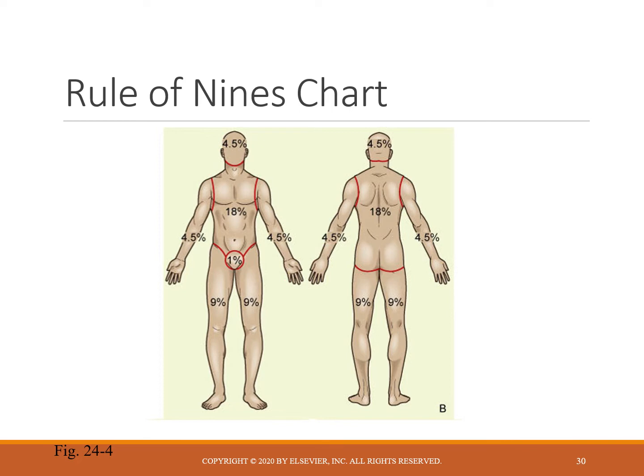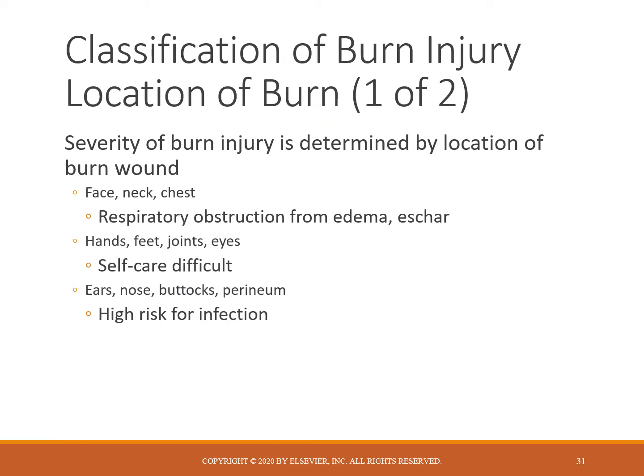And again, please get to know this one. As you can see, 18% upper and lower, that's 18%. Anterior and posterior is the same, 18%. Same thing with the arms. The arms would be 4.5 bilaterally, front and back. Same thing with the face and the back of the head. And for the legs would be 9%. Okay, and also for the genital area, private area, that would be 1%. Okay, so please know this because you will be tested on it.